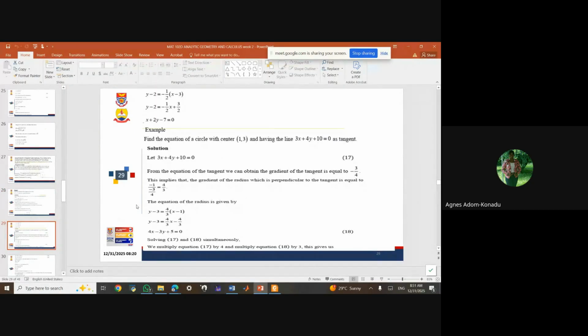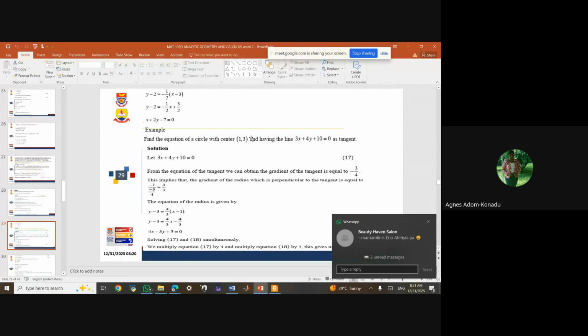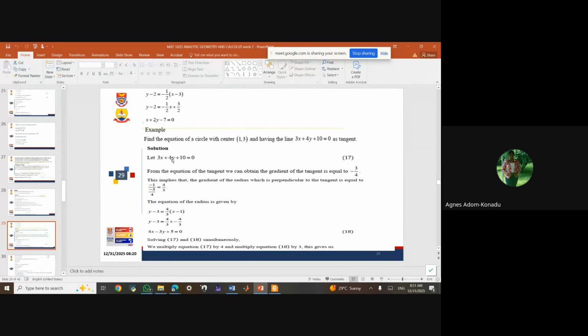Another one: we want to find the equation of a circle with center (1, 2) and having this line as a tangent. So here we are looking for the equation of the circle. We are given the tangent line, so you have this equation. From the equation of the tangent, we obtain the gradient.